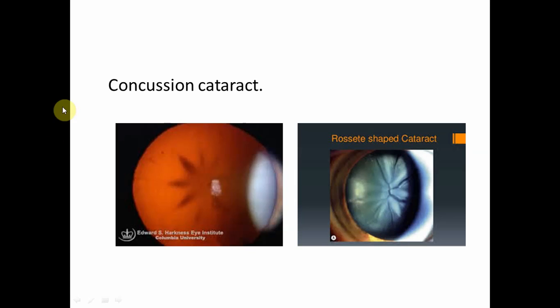Next is a concussion cataract. The type of cataract that you see in trauma is called a concussion cataract. So it will be usually along the suture lines, and it gives the appearance of a rosette shape. So it's also called a rosette-shaped cataract. It can again be early or delayed onset.